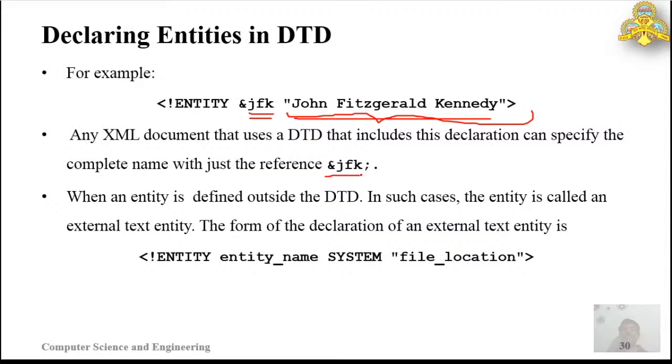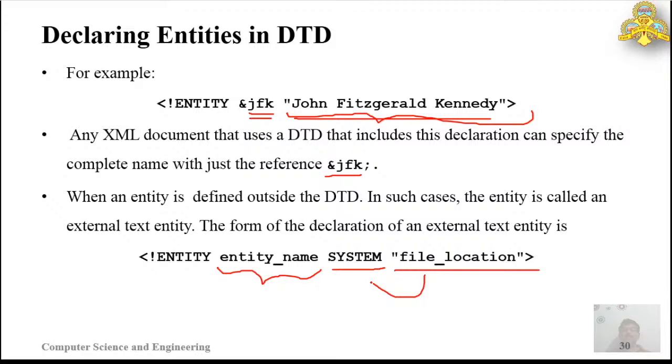If there are many such entity declarations, then instead of embedding them within the XML file, we can store them in a separate file. If the entities are declared in a separate file, then it can be linked with our XML file by using the SYSTEM keyword and the file location. Observe, here is the entity name, and by specifying the external text entity by using the keyword SYSTEM.